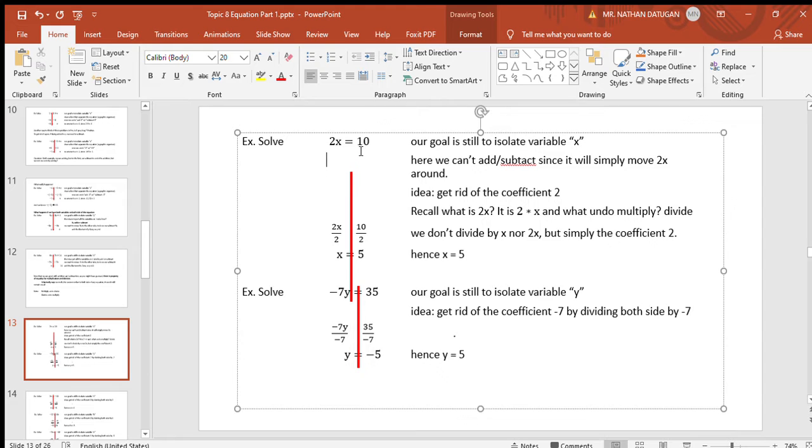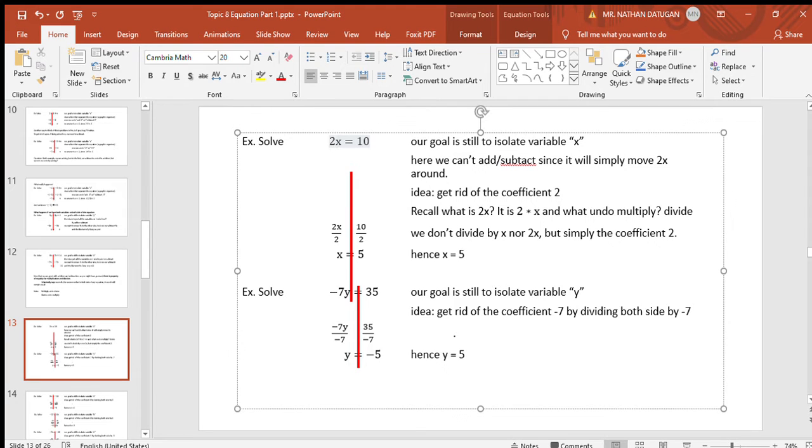You cannot do that since that's not how we add like terms. And if you subtract 2x, you're just shifting 2x from one side of the equation to the other side of the equation. So you're not eliminating the 2 by itself. So how do we get rid of 2? We need to undo multiplication. Again, 2x is 2 times x. So you need to undo that multiplication.